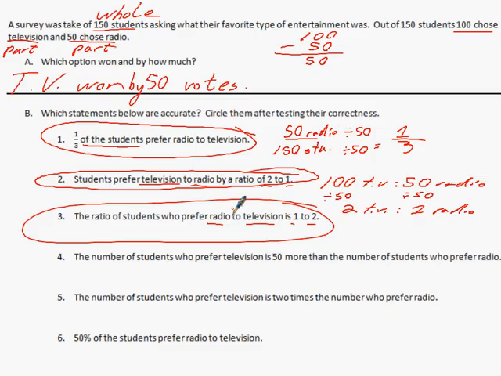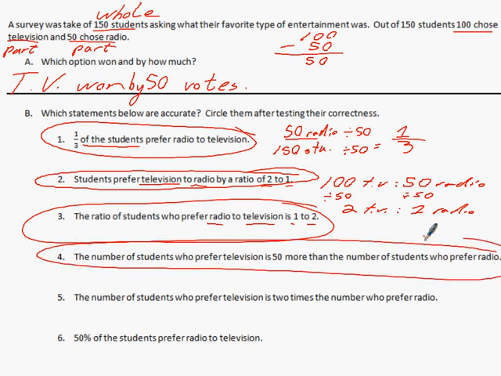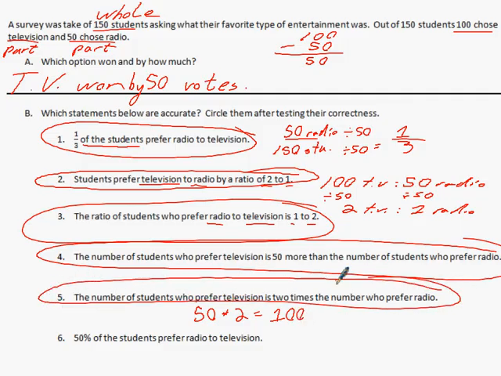Number 4, the number of students who prefer television is 50 more than the number of students who prefer radio. Well, that's exactly what we said up here. Therefore, that's true. Number 5, the number of students who prefer television is 2 times the number who prefer radio. Well, let's see. Radio is 50 times 2 is 100, so therefore that is correct. Twice as many people chose TV instead of radio.